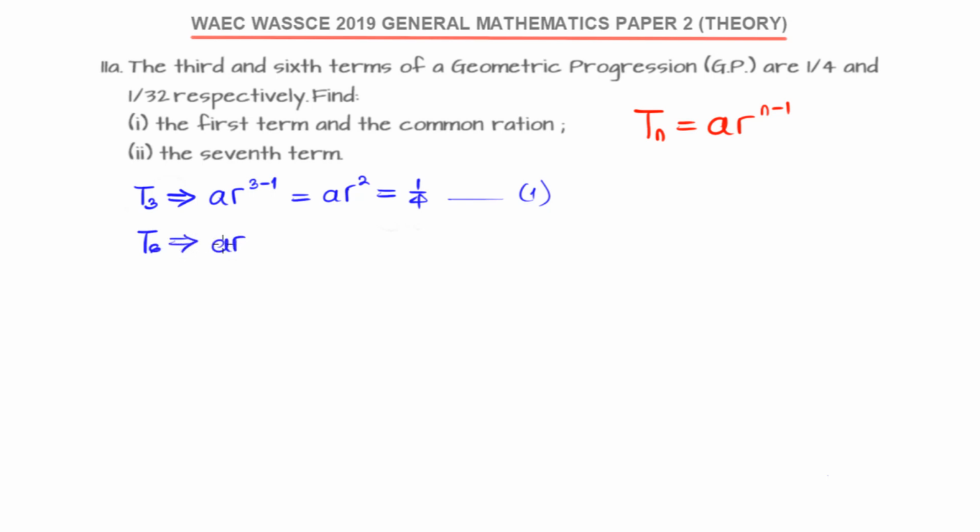If we also continue with the sixth term, we are told that the sixth term is also AR raised to power 6 minus 1. 6 minus 1 is 5. We are given that to be 1/32. So if we call this equation 2, we can look for a way to solve these two equations.